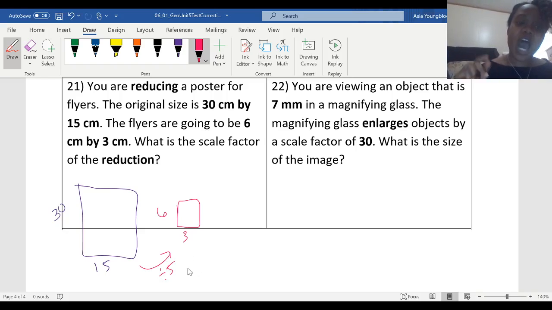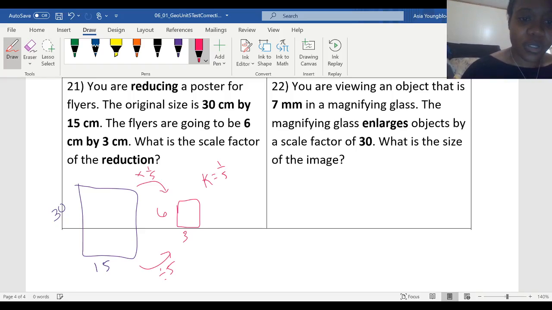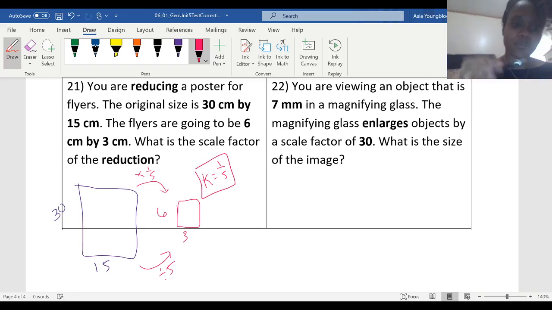We're dividing by 5. However, to find the scale factor, we need to recognize that dividing by 5 is the same thing as multiplying by 1/5. So whenever you're dividing by something, that's the same thing as multiplying by the reciprocal. So that means our scale factor is going to be 1/5. Multiply by 1/5 to get from our poster to our flyer. And this is literally the only work you need to show for 21.